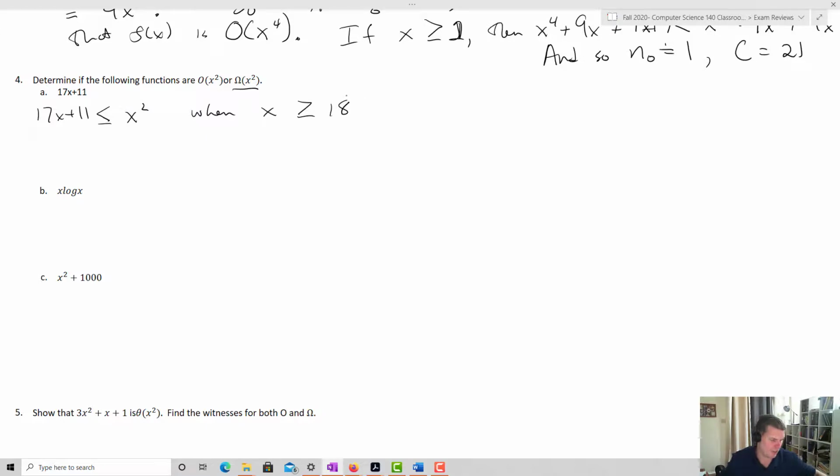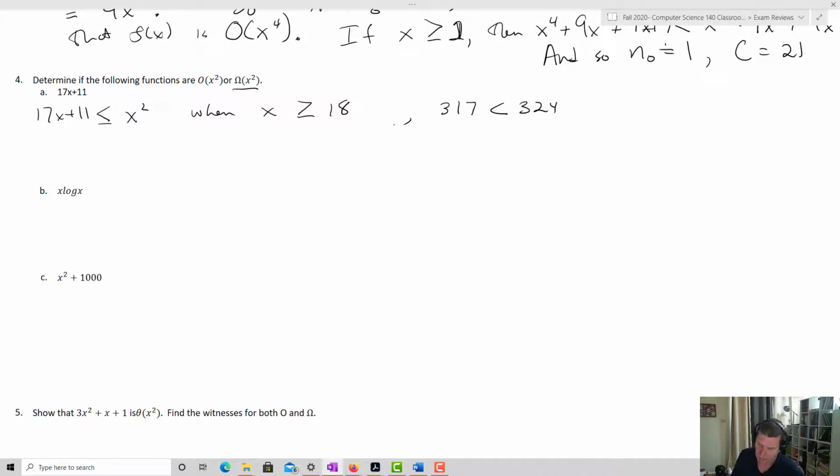So you can actually go check that. We'll check 18 squared. Okay, it's 324. And 17 times 18 plus 11, so this part here is 317. So 317 is in fact less than 324. Right? And that just proves that that's in fact the case. And as we increase x, it's going to get much bigger, much faster.